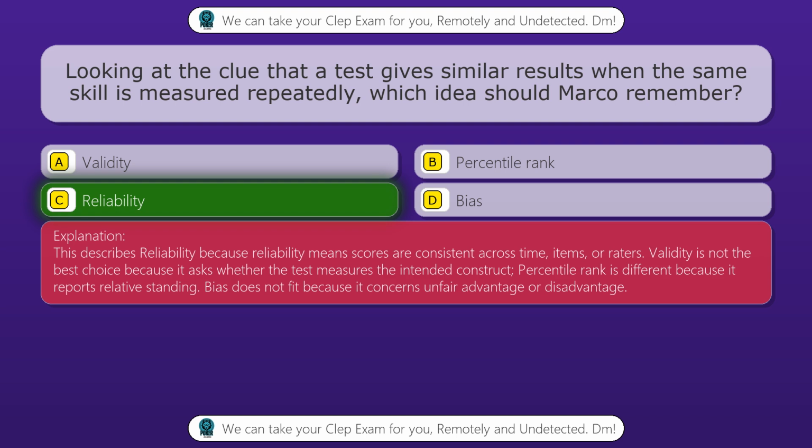This describes reliability because reliability means scores are consistent across time, items, or raters. Validity is not the best choice because it asks whether the test measures the intended construct. Percentile rank is different because it reports relative standing. Bias does not fit because it concerns unfair advantage or disadvantage.